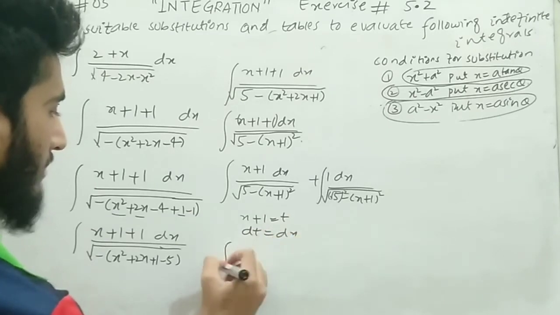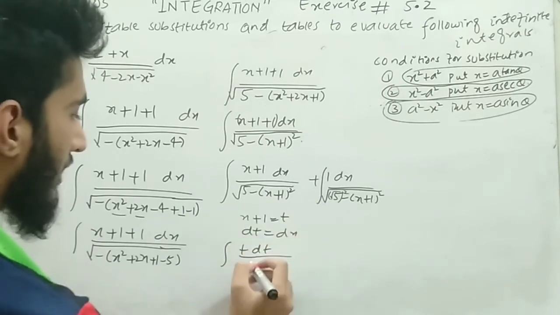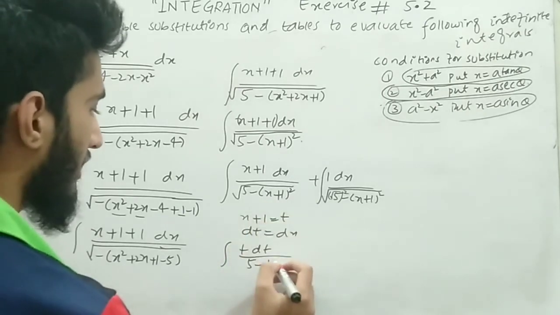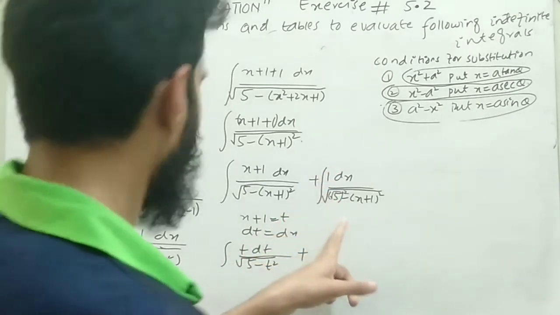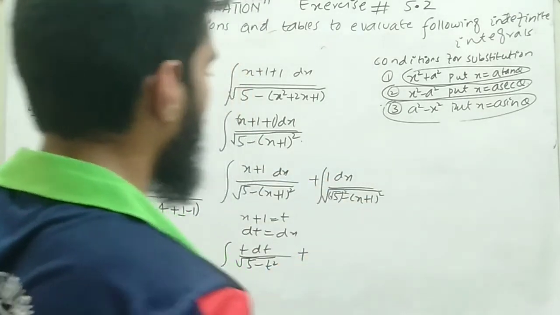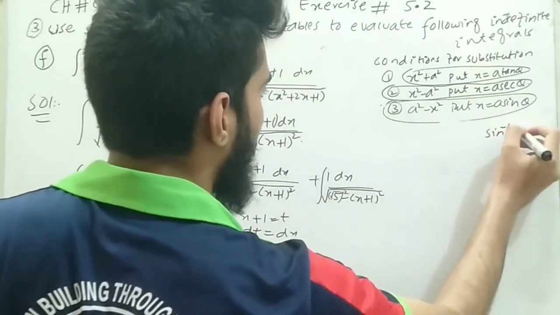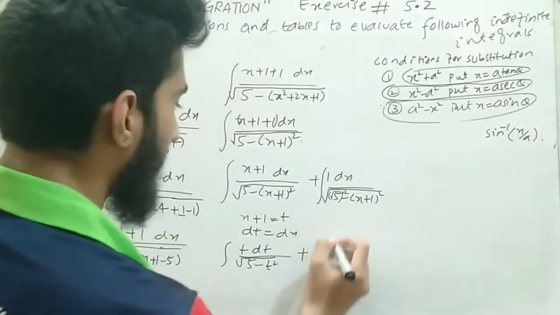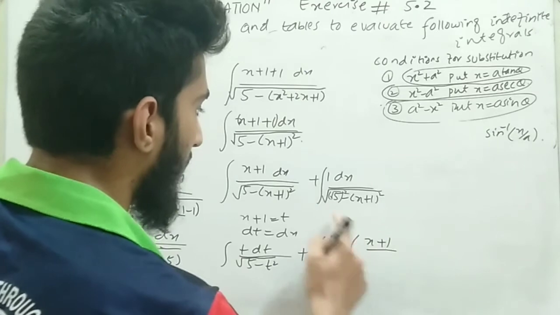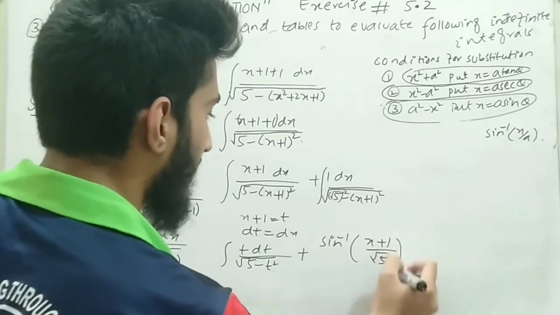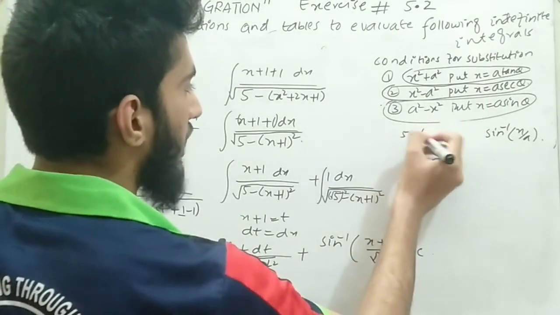Now putting the values, it becomes integral of x plus 1 is t and dx is dt divided by the square root of 5 minus t square. Here this is the formula 1 over the square root of a square minus x square, which is actually equal to sine inverse of x divided by a. So here sine inverse of (x plus 1) divided by our a, which is the square root of 5, and plus constant of integration.